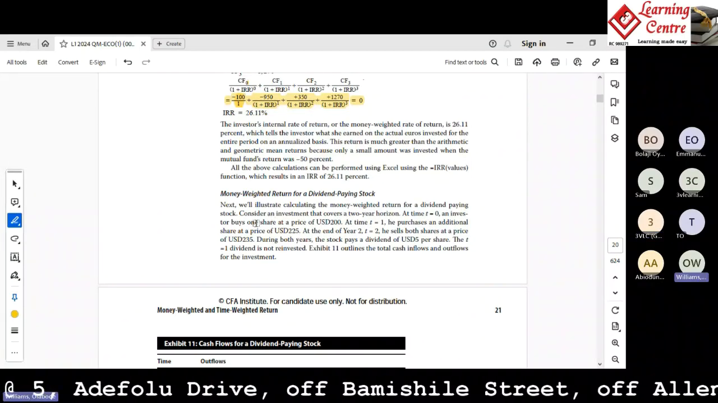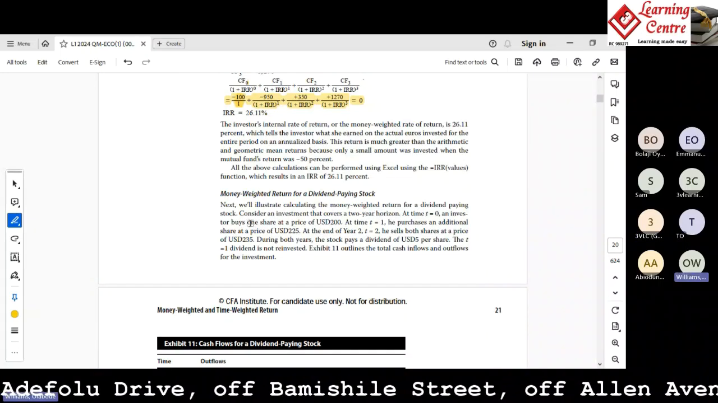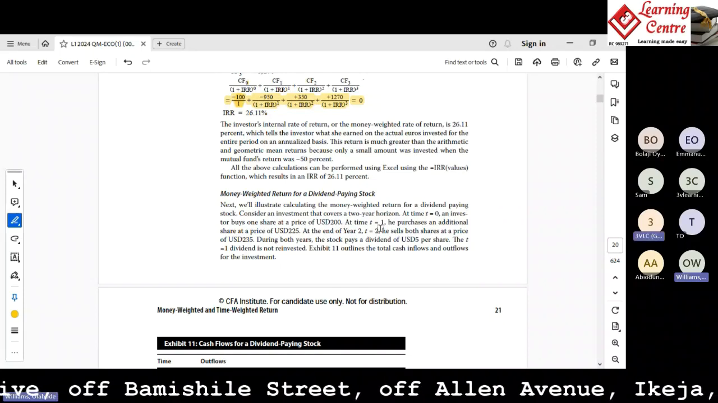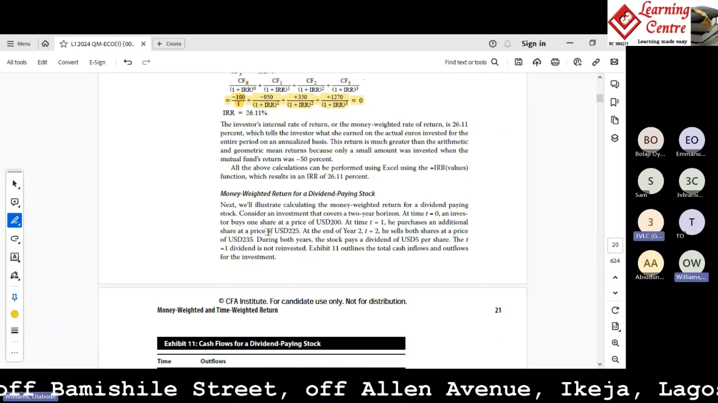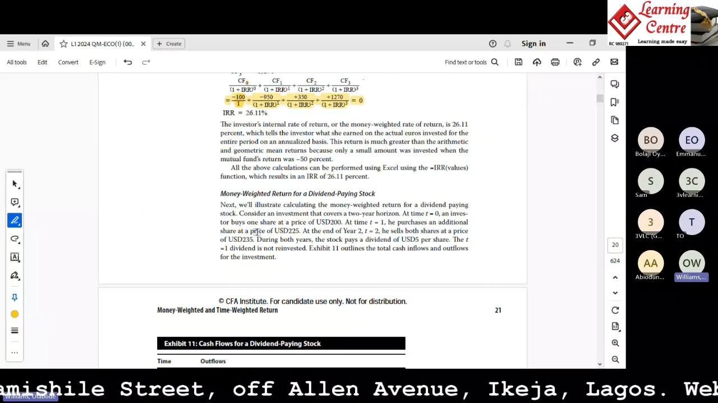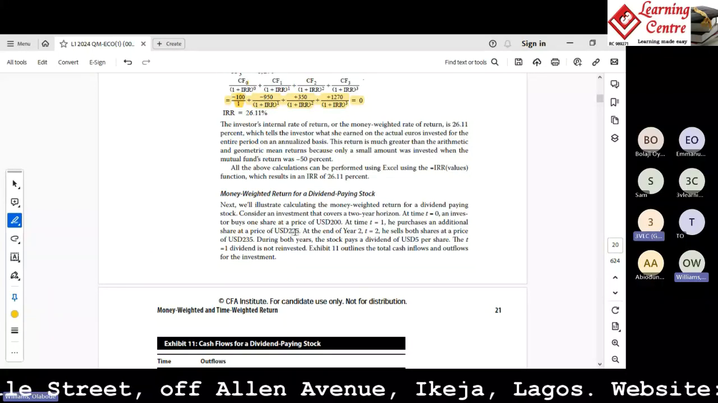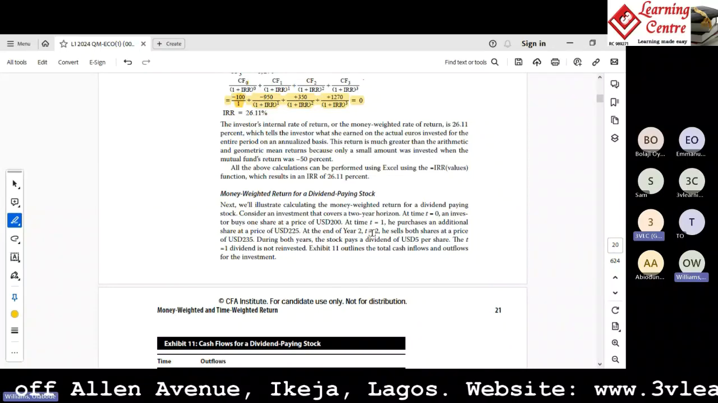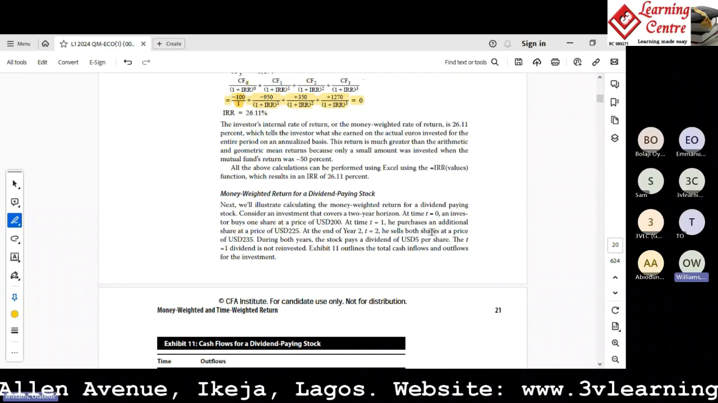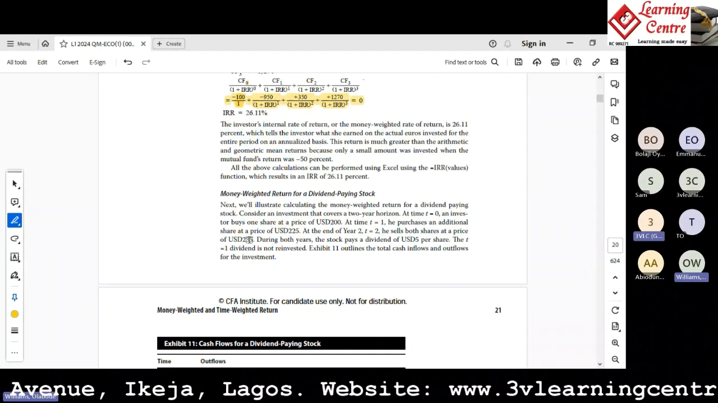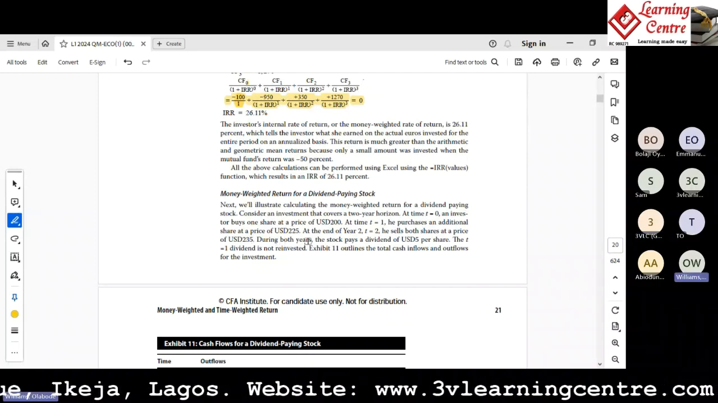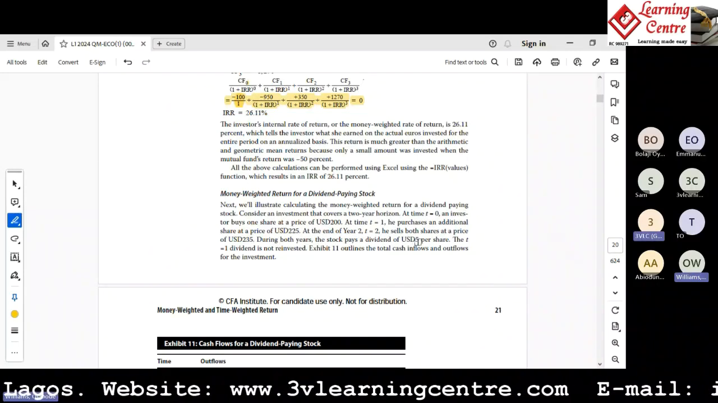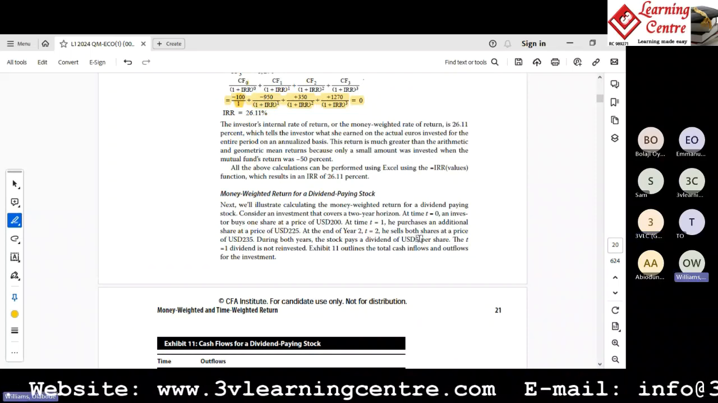So an investor buys 1 share at 200. At time T1, he purchases an additional share at a price of 225. At the end of year 2, that is T2, he sells both shares at a price of 235. During both years, the stock pays a dividend of $5 per share.